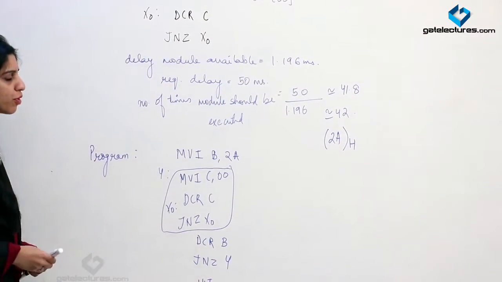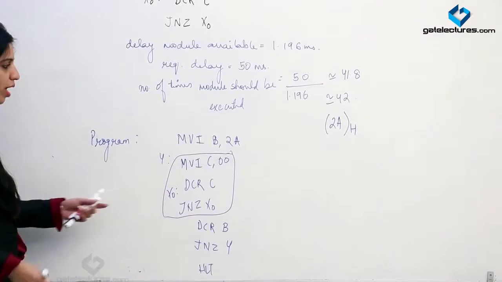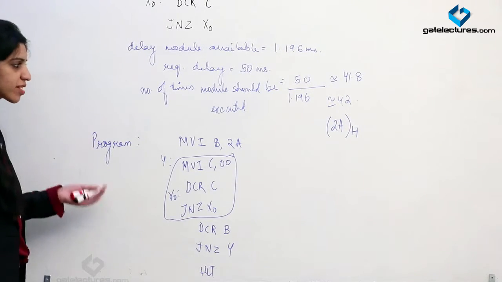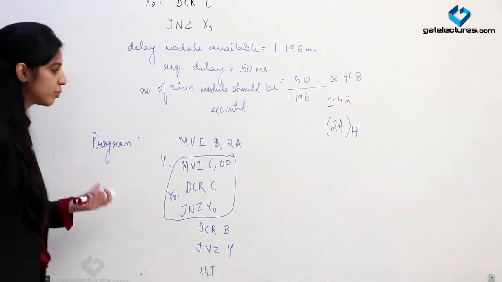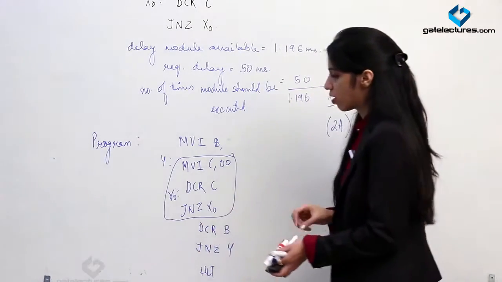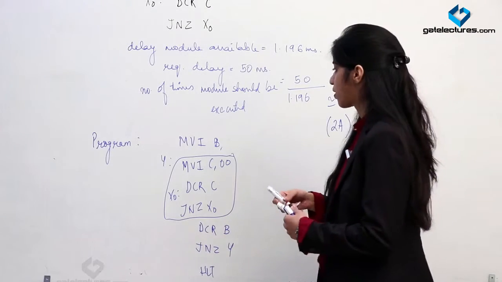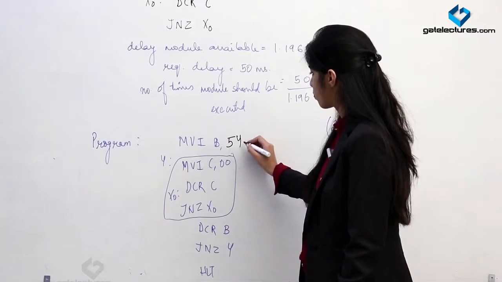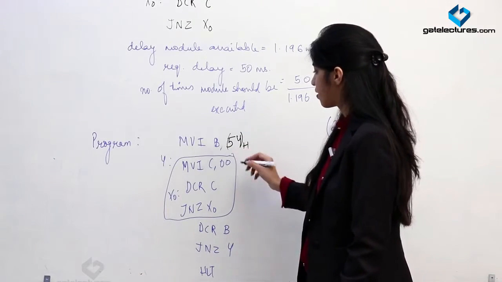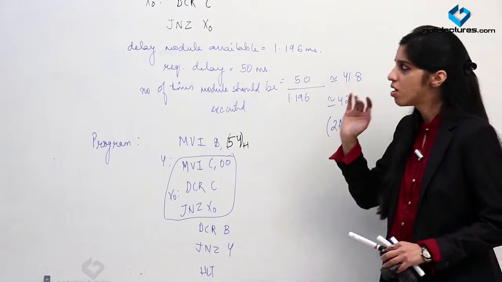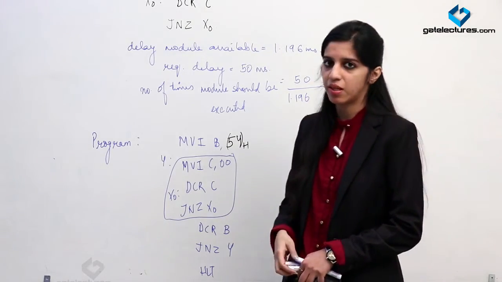For your practice, you can try to write a program which can produce a delay of 100 milliseconds. I am just giving the solution here. You can write it by yourself and verify. If you try to produce a delay of 100 milliseconds, this is just going to become 54. Rest everything will remain the same. This is how you can produce a delay of 100 milliseconds. So this is all about loops and timing delay modules.